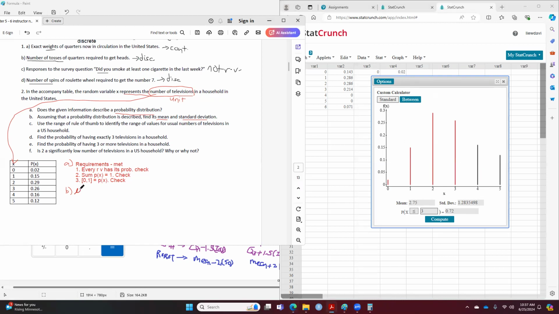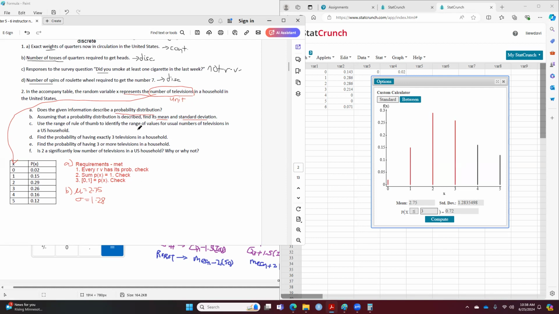So the population mean in this case is 2.75. And the population standard deviation is 1.28. Again, round to 2 or 3 decimal places in the test, unless it is stated in the question how many I want, but otherwise 2 or 3 is something I want. So if you forget what the unit is, it is number of televisions.